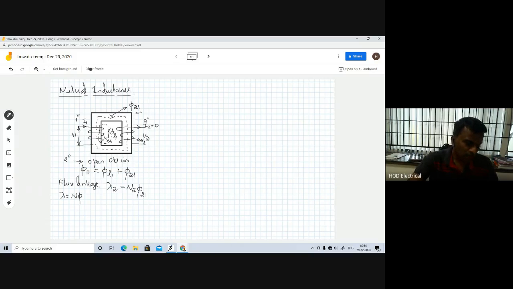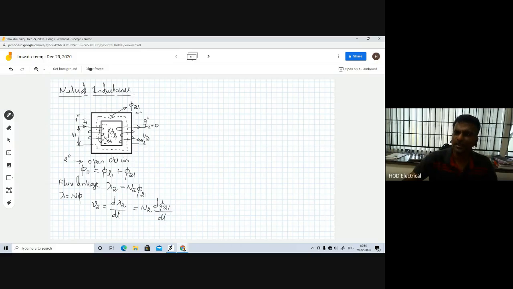Then the voltage induced in the secondary winding, V2, is nothing but the rate of change of flux linkage with respect to time. Therefore, the voltage in the secondary winding can be written as d lambda 2 by dt. The number of turns N2 is constant, so it comes outside, and we can write it as N2 d phi 21 divided by dt.